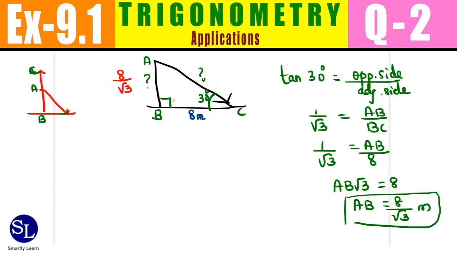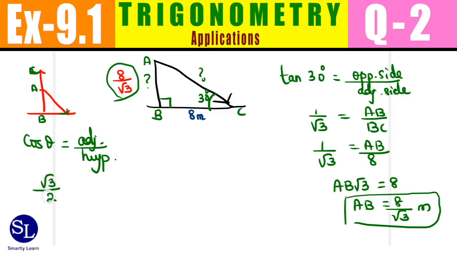AC you can calculate as either sine theta or through cos theta because we have found out already what is the value of the opposite side. Now I'm going to use cos theta. So cos theta is going to be adjacent side by hypotenuse. So in this case, cos 30 is actually root 3 by 2. Adjacent side is 8. The hypotenuse is my unknown. So it is AC. So root 3 AC, if I cross multiply, is equal to 16. So AC is equal to 16 by root 3.